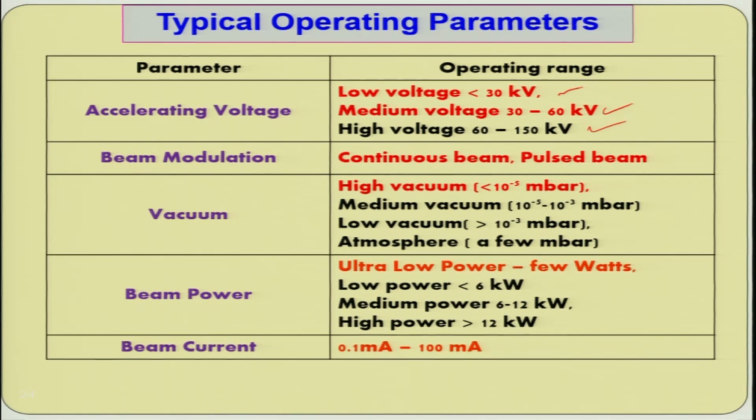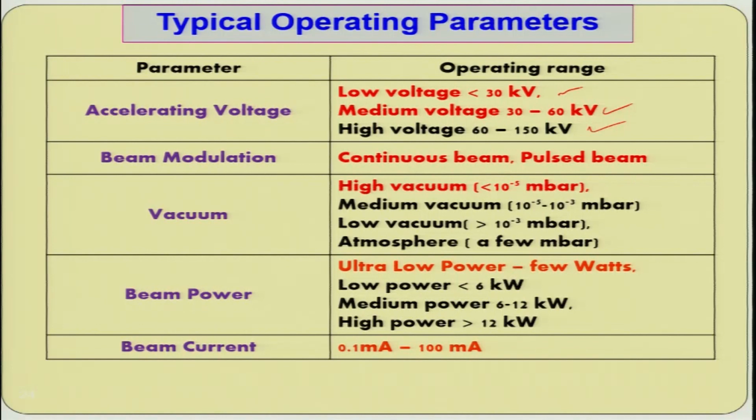Then beam modulations, continuous beam or pulsed beam. I have already mentioned to you that you get better machined components in case of pulsed beam rather than continuous beam. In continuous beam, you may get some kind of defects created in the machined component, and especially in case of micromachining, it is always recommended, in my opinion, to go for pulsed beam rather than continuous electron beam machining.